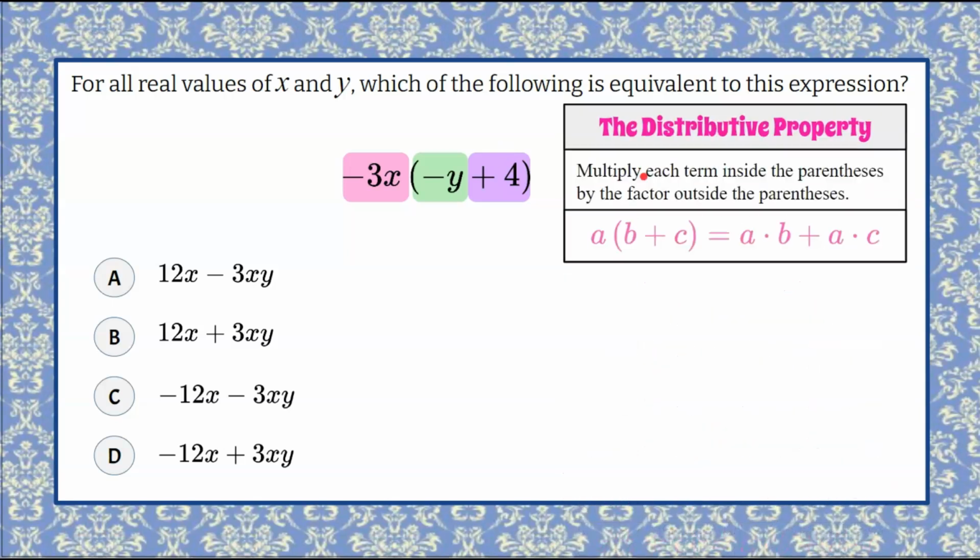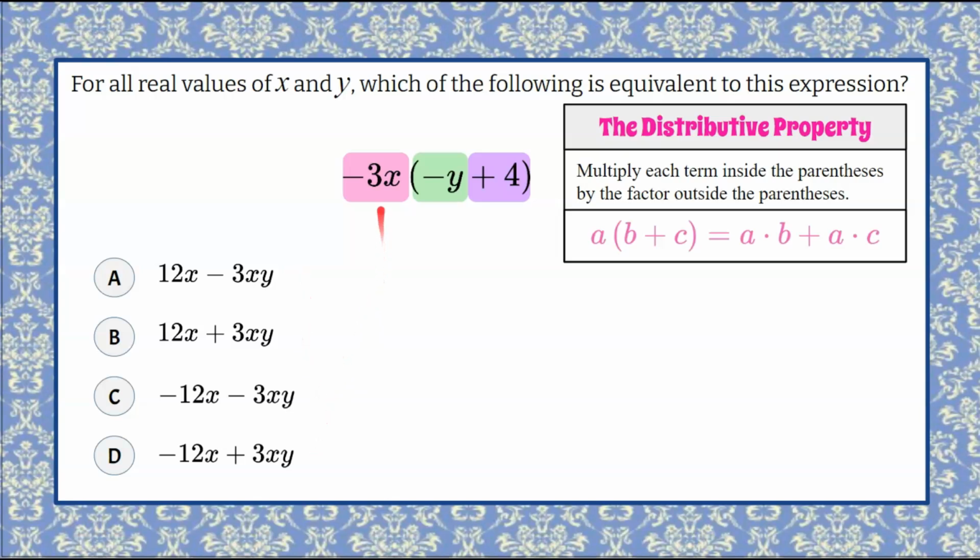Therefore, we need to apply the distributive property, which states that we're going to multiply each term inside the parentheses by the factor outside the parentheses. So our factor a outside and our quantity in the parentheses b plus c is going to be a times b add a times c, and that will be equivalent, and we can begin to identify our answer choice.